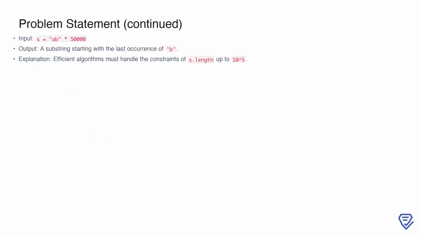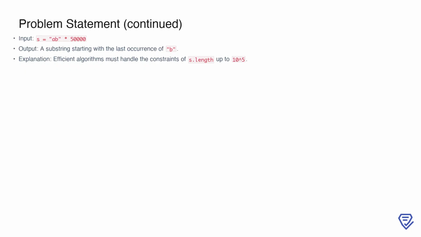One edge case to consider is when the input is a single character string, such as S equals A. Here, the only possible suffix is the string itself, so the output is A. Another scenario is when the string consists of identical characters, like S equals AAAA. In this case, the entire string is the lexicographically largest suffix.